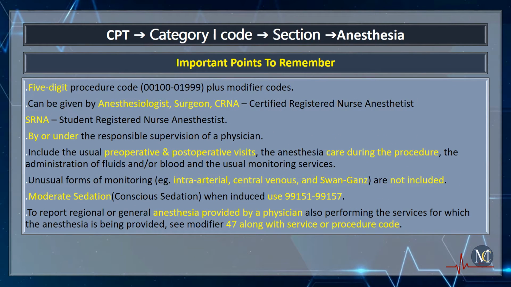As we know, CPT is divided into three main categories. Category 1 of the CPT is divided into 6 sections. In this video, we will dive into one of these sections, especially focusing on anesthesia codes.